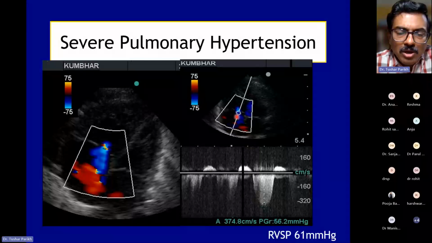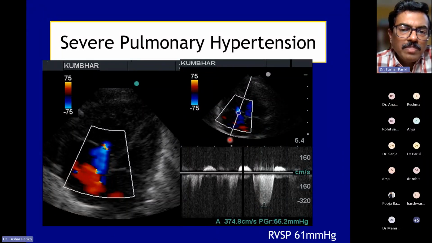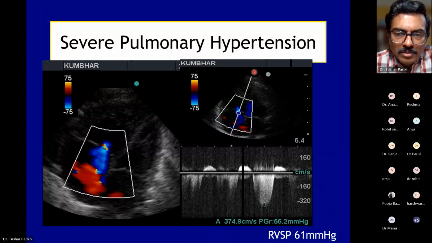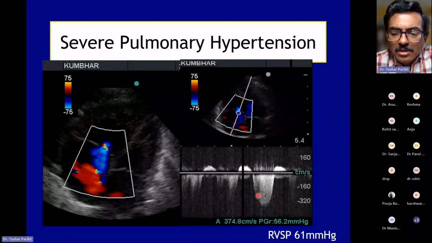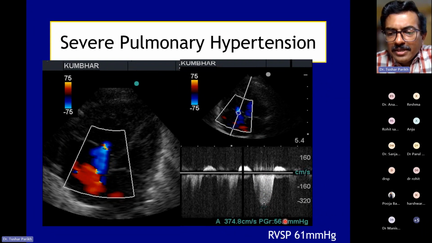All red blood cells which are aligned with the direction of the continuous wave Doppler, you are going to get a velocity, and then this is a kind of a negative deflection, and based on this distance you are able to get the velocity and then the gradient. Here as you can see the gradient is 56 millimeters of mercury, and you add right atrial pressure to it, which is about 5 centimeter. So here you're going to get right ventricular systolic pressure of 61 millimeter of mercury.